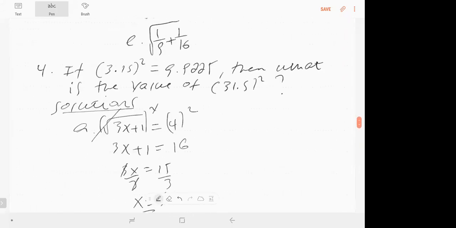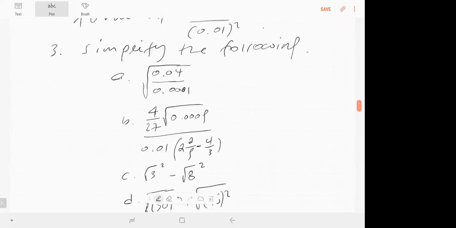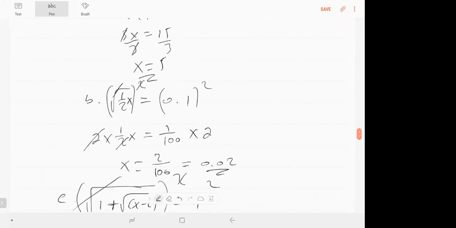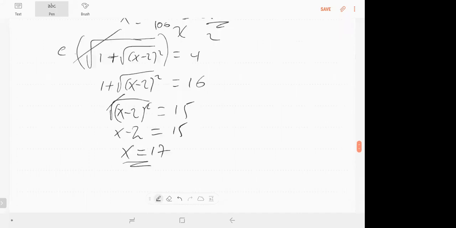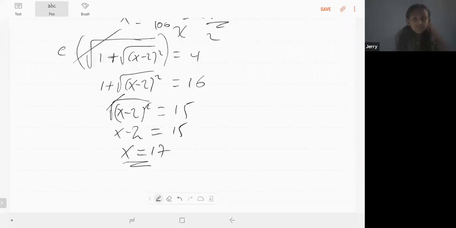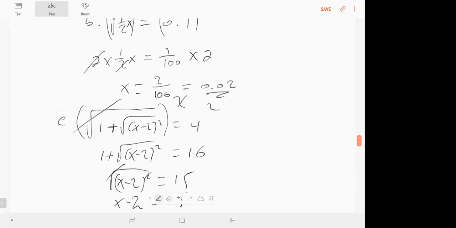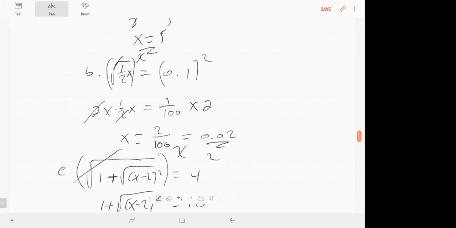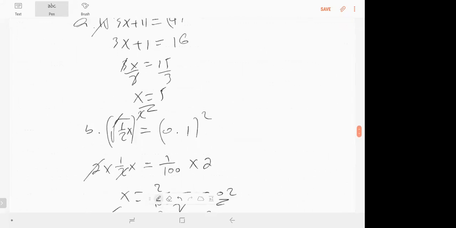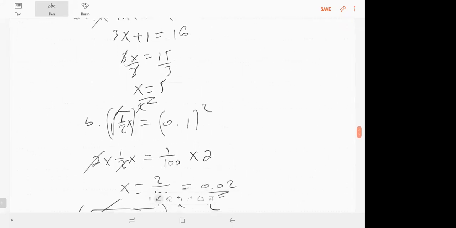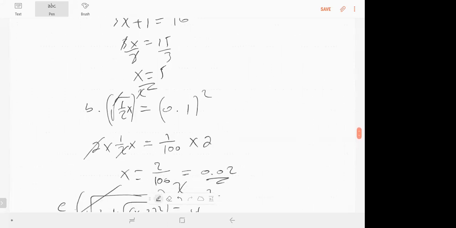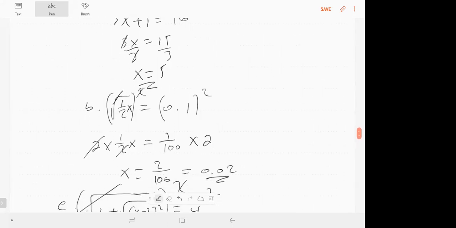Okay. Now let us go to the review exercise. Before that, do you have any question here? It's an absolute square root equation. Is it the second one, B? Is there anything you didn't understand here? No. Okay.